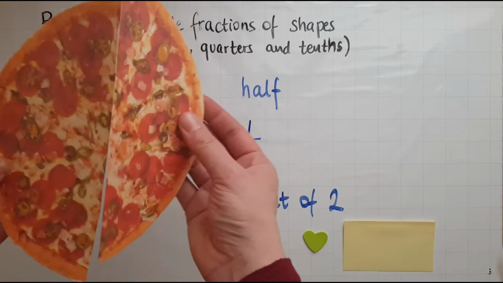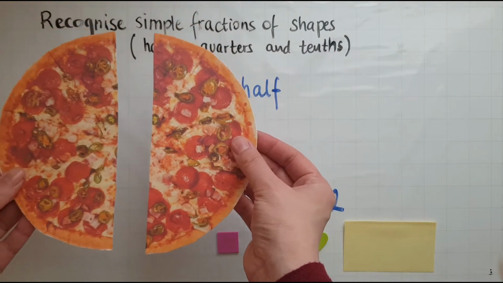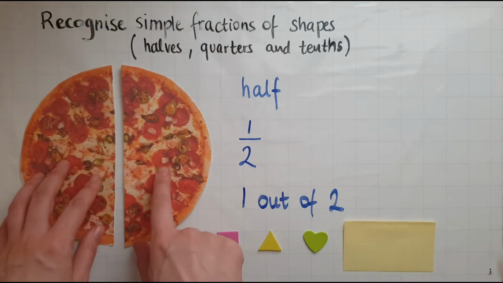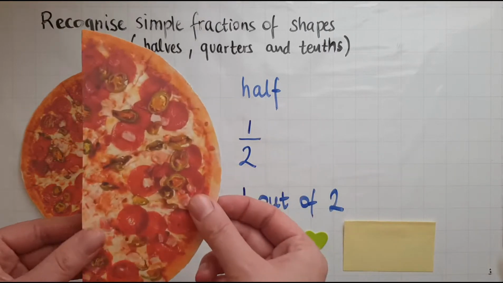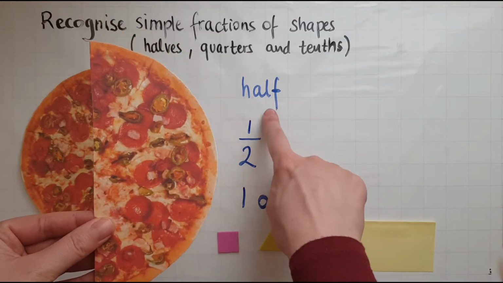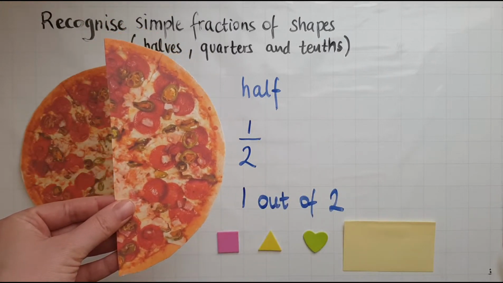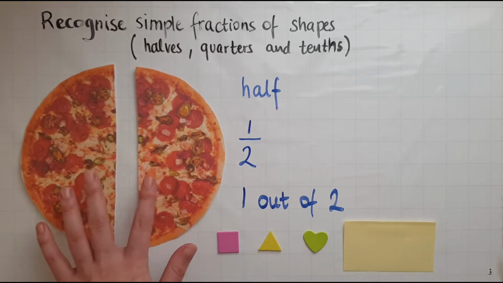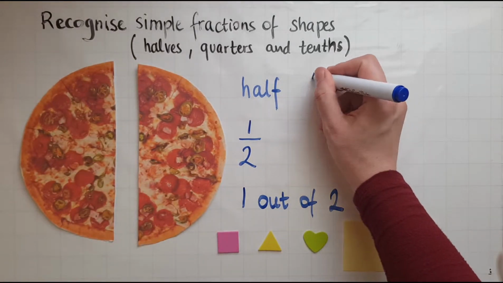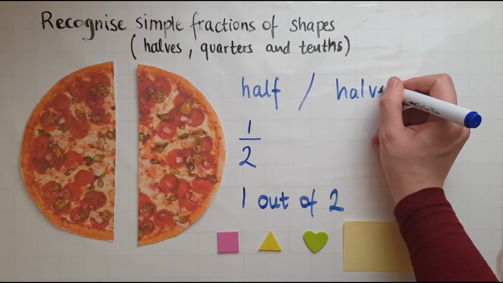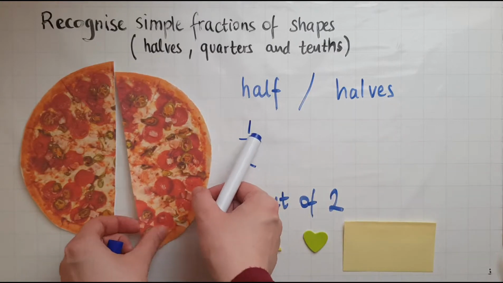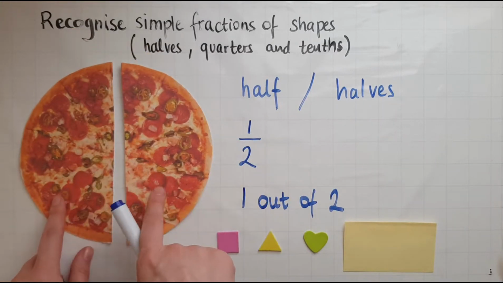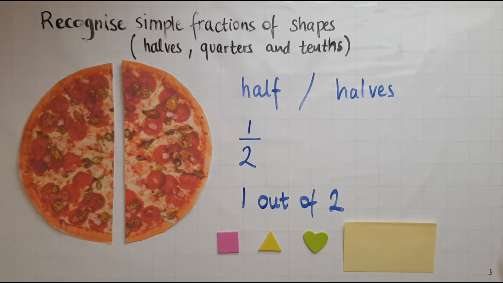So both of these two are the same size. So I've got one half, another half, two halves. So one of these, this one, is a half. Both of them are halves. Notice how the spelling changes as well. So one half, two halves.